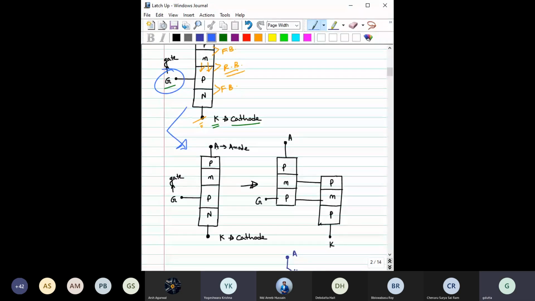That is, this anode, cathode, gate terminal is fine. Now we can break this PNPN structure into this PNP, and we can also break this structure like this. This is NPN.